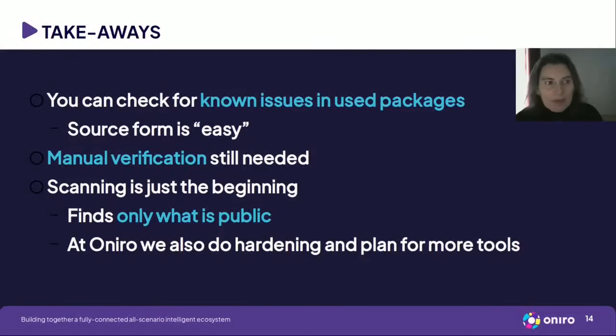Takeaways from us. You can check for known issues in the packages you use in Yocto. We are using the source form, so it's easy for us, relatively, of course. Still, manual verification is needed because there could be some issues in the databases or in applying patches. And scanning is a tool, but it's just the beginning. At Neuro, we are also doing hardening to avoid issues from showing up, having impact, and we plan for more tools to add in the future.